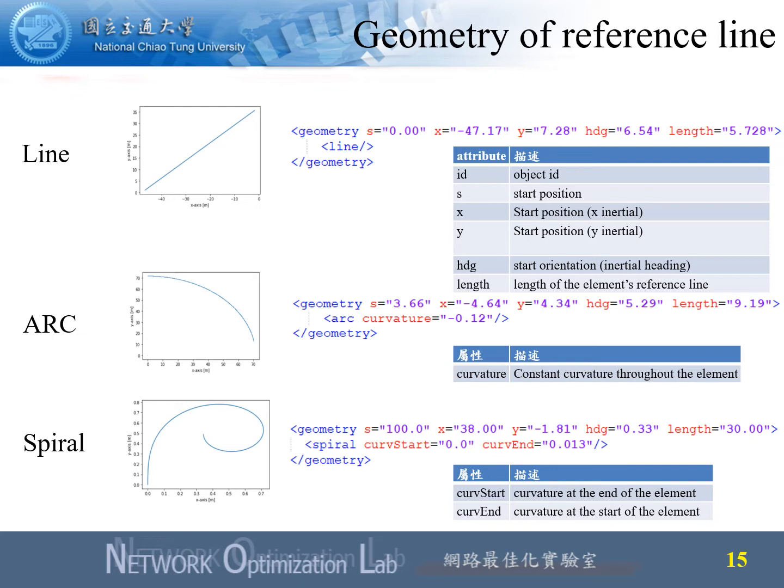In the attributes, ID is the object ID, S is the start position, and XY is the start position of the initial coordinate. HDG is the start orientation. The length is the length of the element's reference line. And in the arc line, the curvature describes the constant curvature throughout the element. The spiral has 2 curvature attributes, which are curve start and curve end.